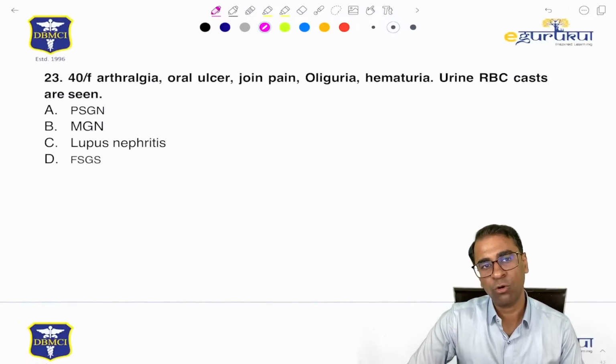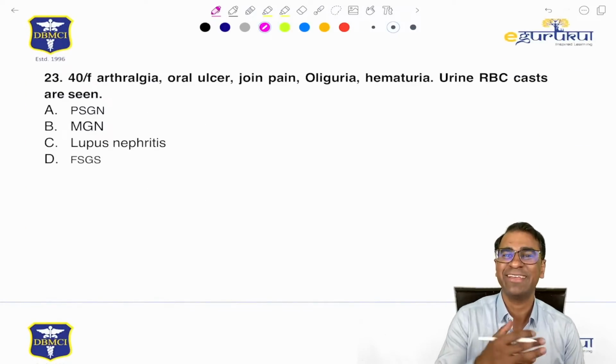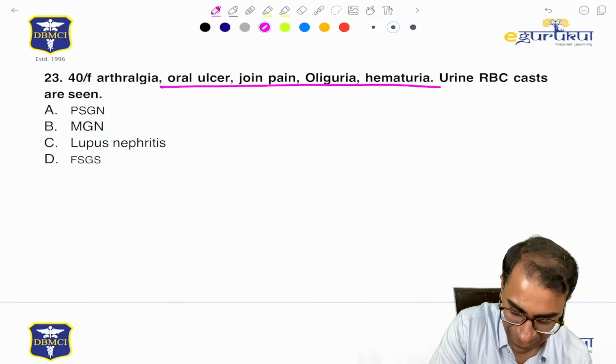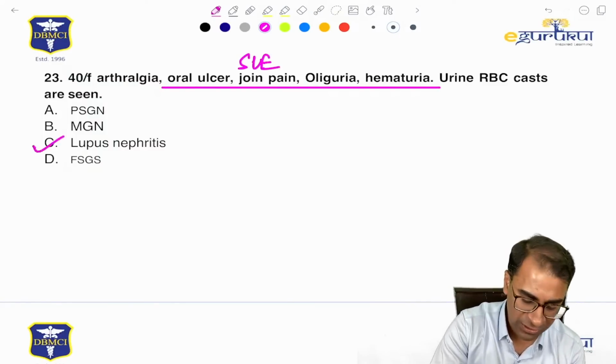Next is a 40-year-old patient with arthralgia, oral ulcer, joint pain, oliguria, and hematuria. This is such an easy question that NEET PG people make. This is a case of SLE, and in SLE what you see is lupus nephritis.